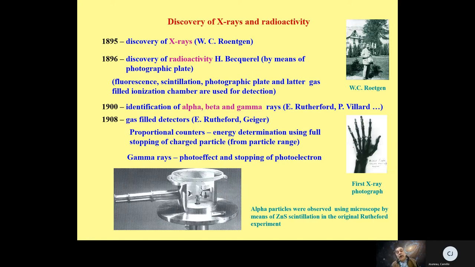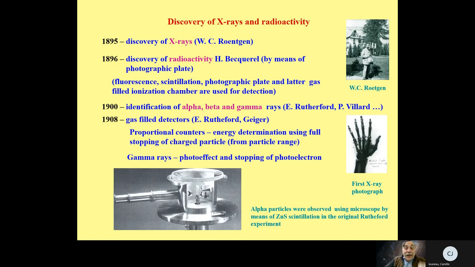Maybe I have a question. Which three types of interaction of gamma with matter do you know? It's Compton, photoelectric. Exactly. And pair production. Perfect. It is the photo effect, it is Compton scattering, and it is pair production. And in this pair production, it is electron-positron pair production.